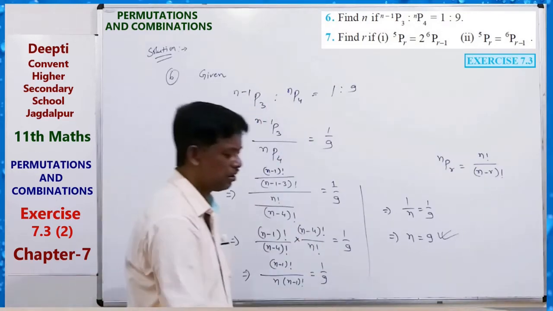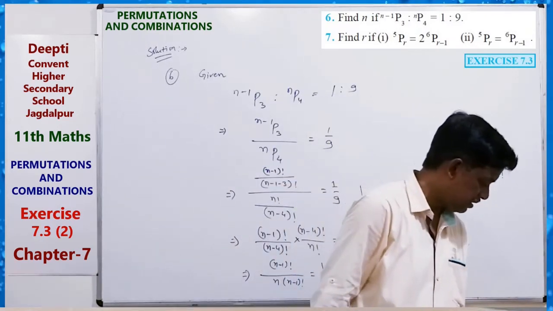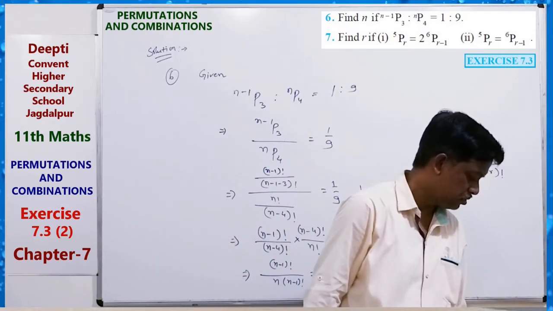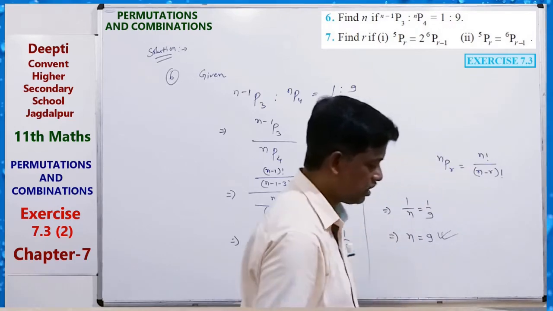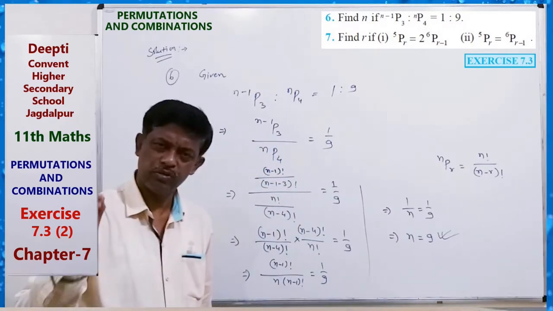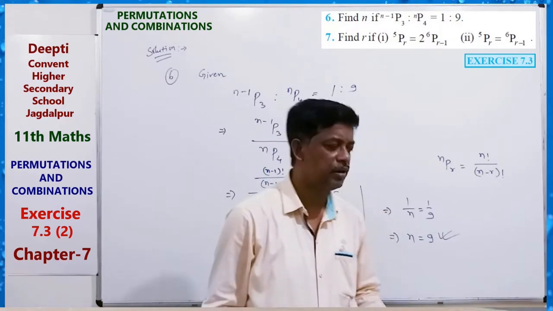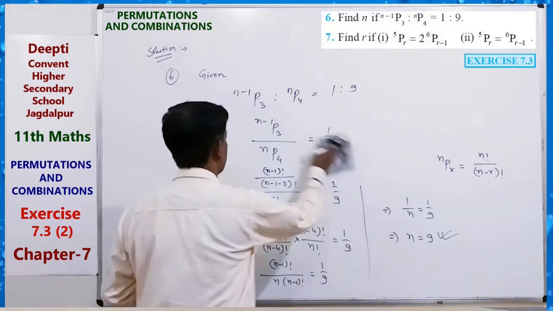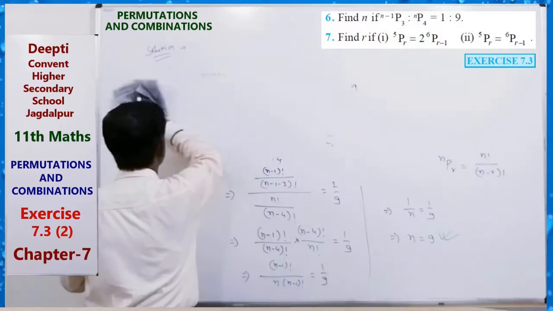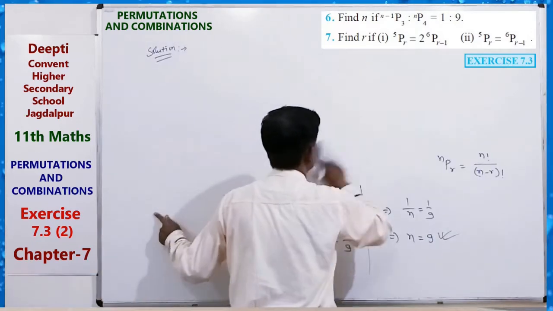Similarly, you can solve question 7. 5pr equals 2 into 6p r minus 1. Just use this formula and solve, then you can get the value of r. Okay. Here one thing is important for solving question 7.